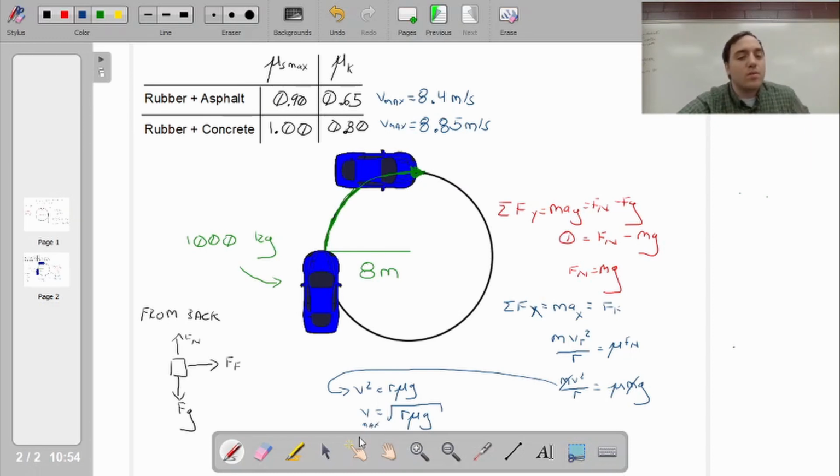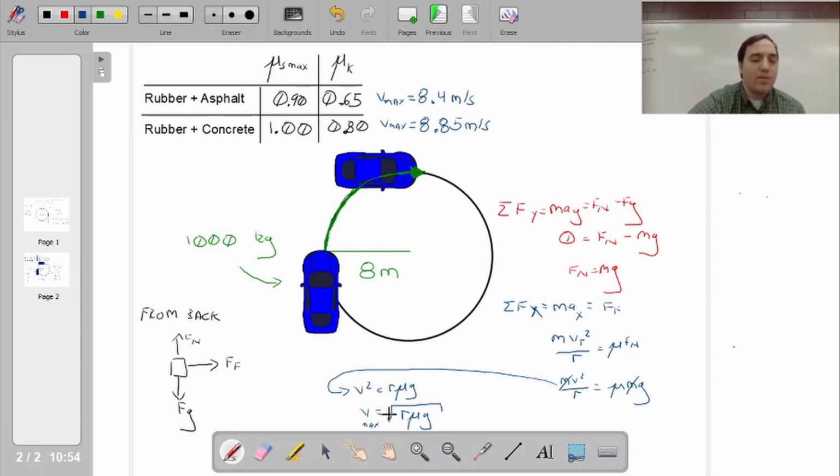And so you're going to be at your maximum velocity when you have your maximum mu value. So 0.9 for rubber and asphalt, 1.0 for rubber and concrete, which tells me that I can go around this corner at 8.4 meters per second if I'm in a car with rubber and asphalt, or 8.85 if I'm on concrete ground. Now, this also demonstrates a lot of other things.